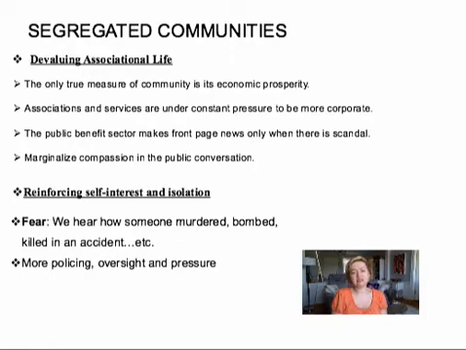So what we can see, especially in the US, is that in poor neighborhoods, people depend on each other, while in affluent ones, they don't even know each other. They don't say hello to each other. Segregation leads to reinforcing of isolation and self-interest. So we can have rising fear, which leads to more policing, oversight, and pressure, which are some of the preconditions and outcomes in segregated communities.